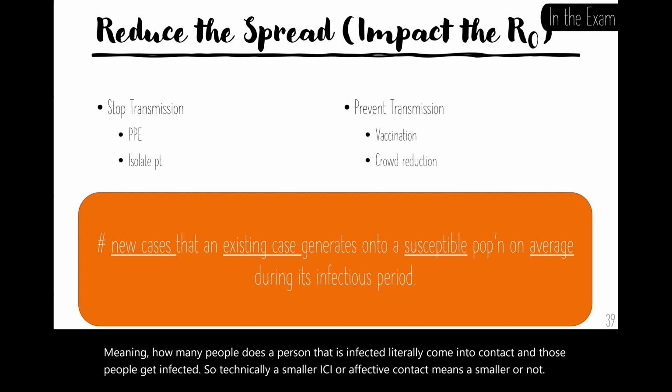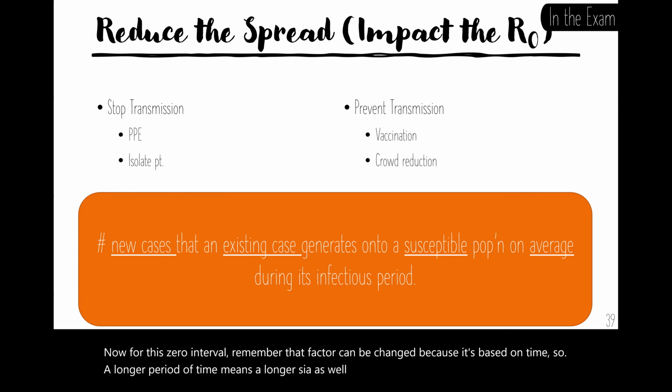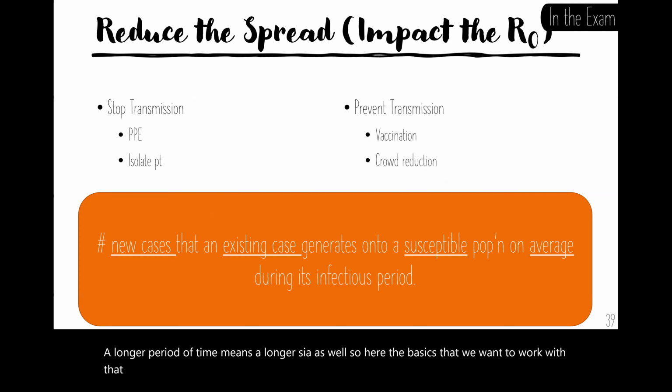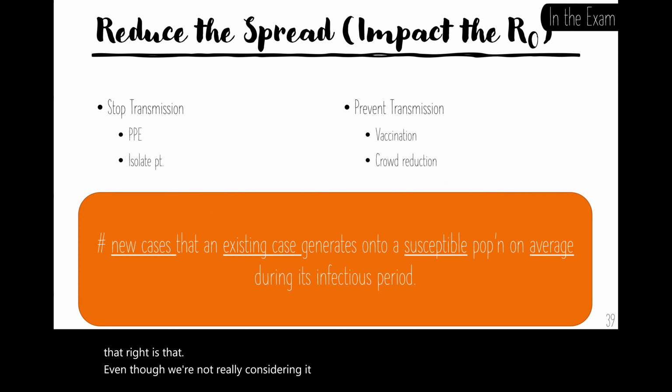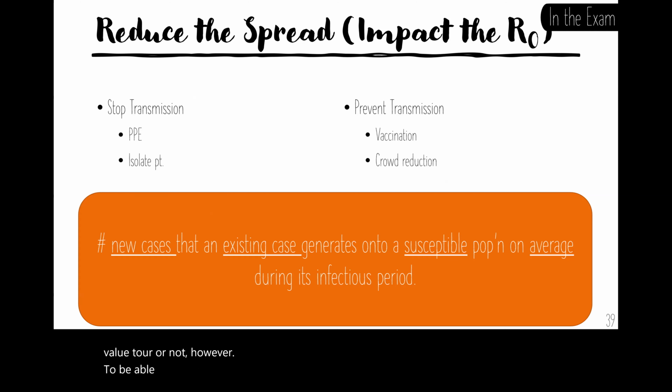Now for this serial interval, remember that that factor can be changed because it's based on time. So a longer period of time means a longer SI as well. So here are the basics that we want to work with. Even though we're not really considering it at the moment, the idea would be that we would like to eradicate the disease, meaning that we want to have an R naught of 0, so a no value to our R naught. However, to be able to accomplish this, we require a combination of two specific methods.